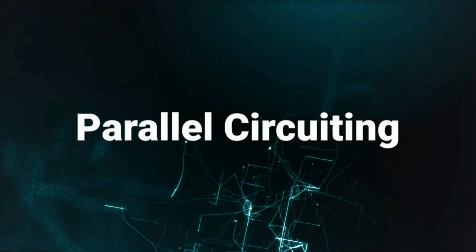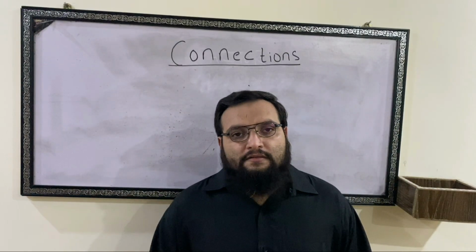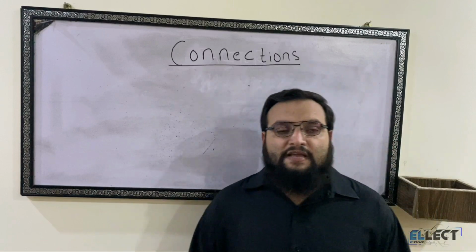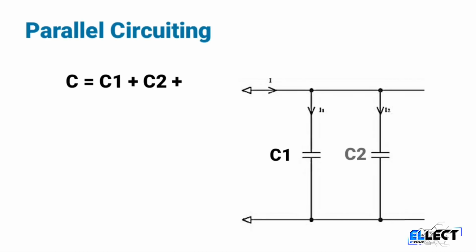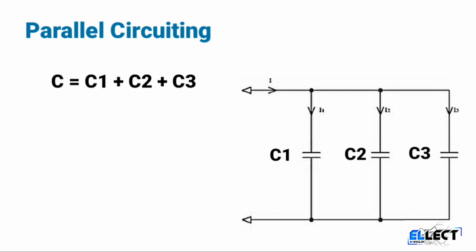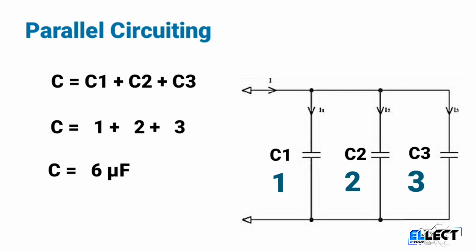Now parallel connection. The equivalent capacitance of capacitors connected in parallel is given by C is equal to C1 plus C2 plus C3. Let's suppose C1 is equal to 1 microfarad, C2 is equal to 2 microfarad and C3 is equal to 3 microfarad. The equivalent capacitance of capacitors connected in parallel will be greater than the greatest individual capacitance, so it will be greater than 3 microfarad.